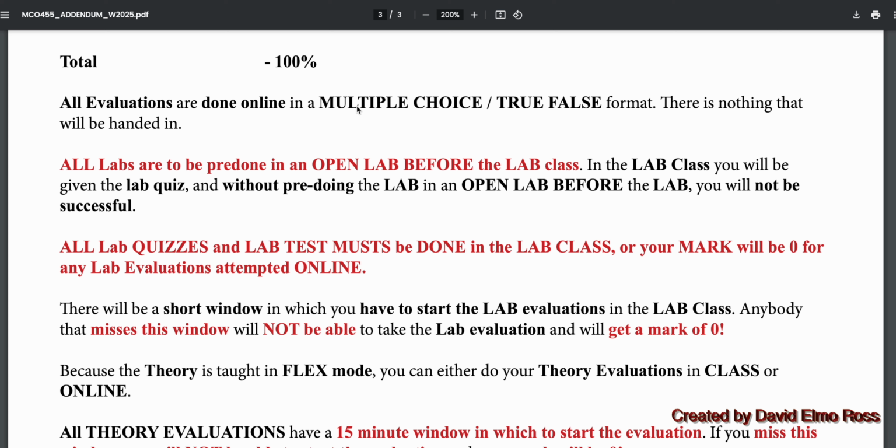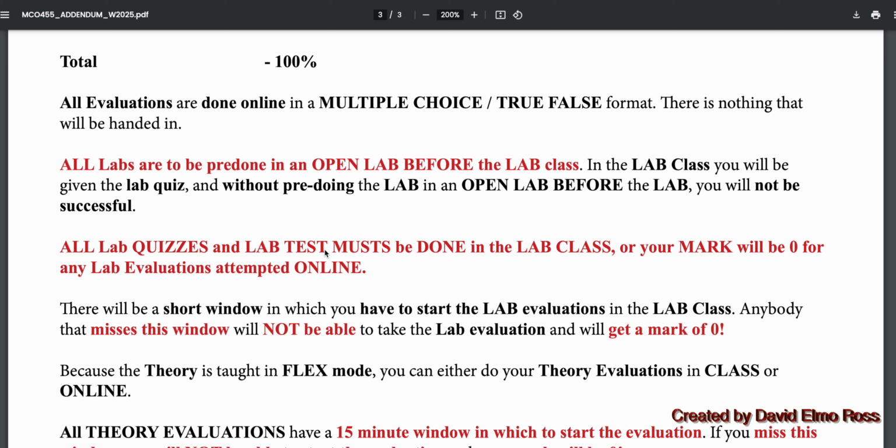But you have to physically be in the lab in order to do them, because they take attendance, and if your name's not on the attendance sheet, your mark will be set to 0. Multiple choice, true, false is the format for everything that you're going to do. All labs are supposed to be pre-done in an open lab starting at Lab 2, as we'll talk about. So if you do not pre-do it, you're not going to be successful, because you have to understand the material that's there starting at Lab 2.